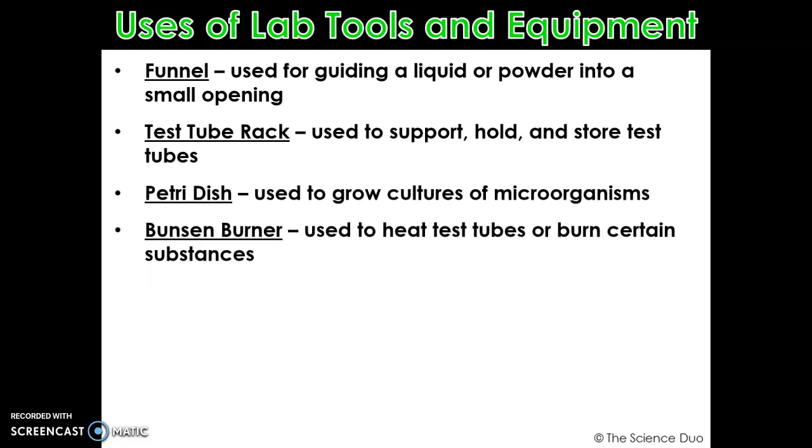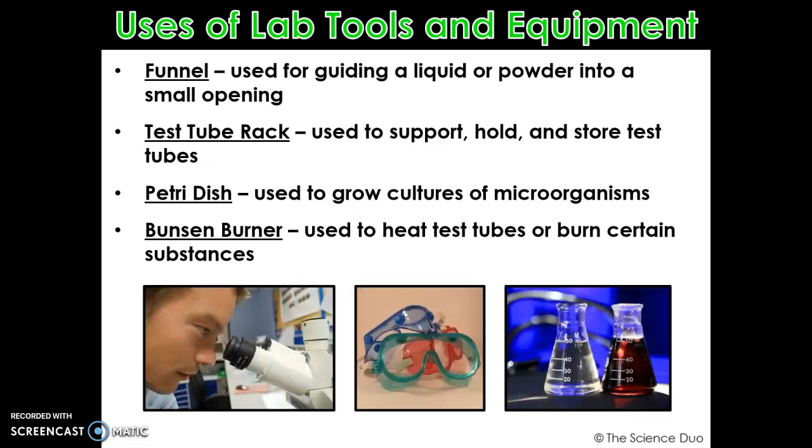Funnels can be used for guiding a liquid or powder into an opening so that you avoid making a mess. Test tube racks are used to support, hold, and store test tubes. Petri dishes are used to grow cultures, so again, more so in biology than in chemistry, but still important to know what it is. And then Bunsen burners are used to heat test tubes or to burn certain substances. Okay? And that is going to take us to the end of that.